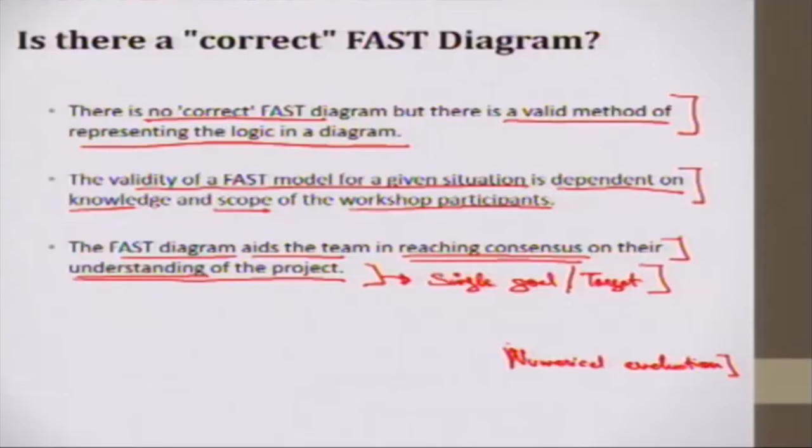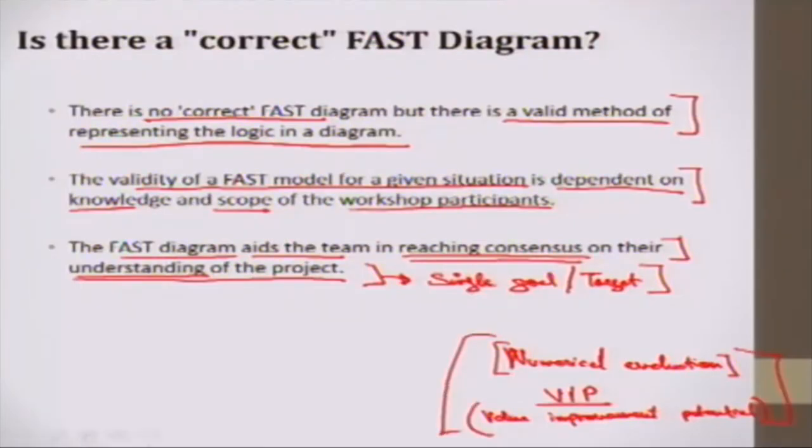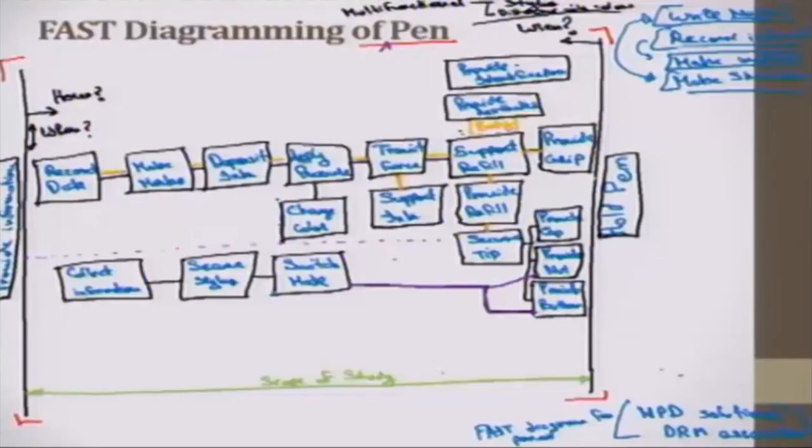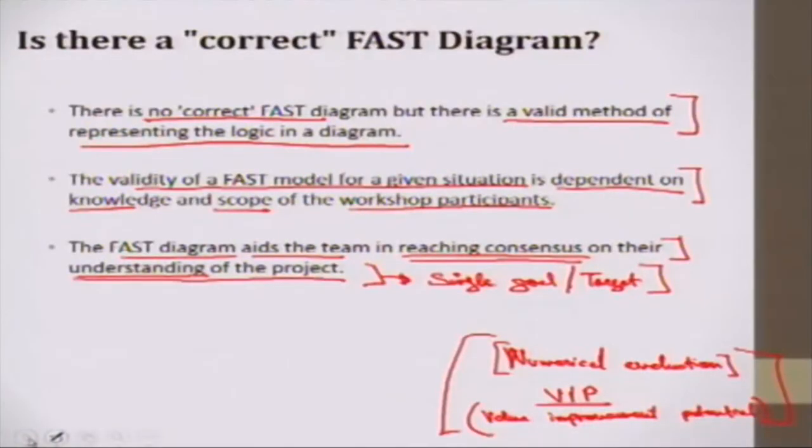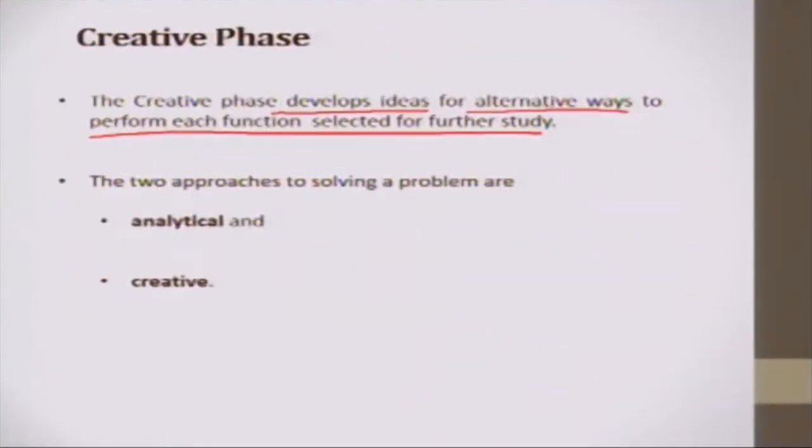In that we get the value improvement potential for the specific function. How we will do that, we will see. This was just a diagrammatic representation of identifying the basic functions. Identifying the low value functions is done using this numerical evaluation technique. When we have identified the low value functions, we develop alternative ideas using creativity techniques.